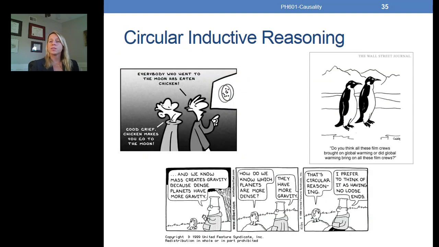There's also circular reasoning, and this is the idea of X causes Y, so Y causes X. So again, it's a very circular approach to thinking, and it's not a valid way to think. And here are some cartoons to kind of humorize this concept.